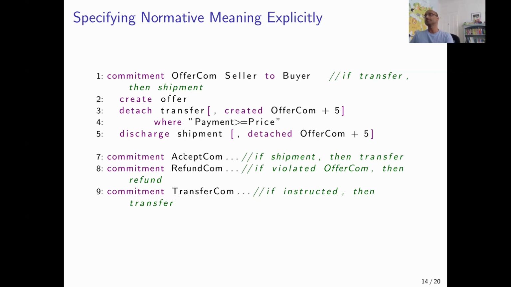Except com is a commitment that if shipment happens, then transfer will happen. This will be a commitment from the buyer to the seller, that if you ship, then I'll do the transfer. Then the transfer will happen. Refund com is a commitment that if offer com is violated, which would happen if shipment would not happen, then refund will be done. And transfer com is a commitment from the bank to the buyer that if it is instructed to do a transfer, it'll do it. Right? So you can specify the normative meaning.